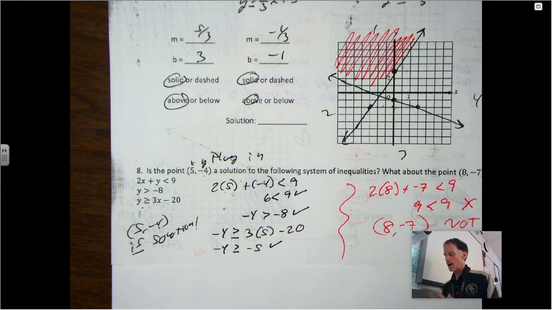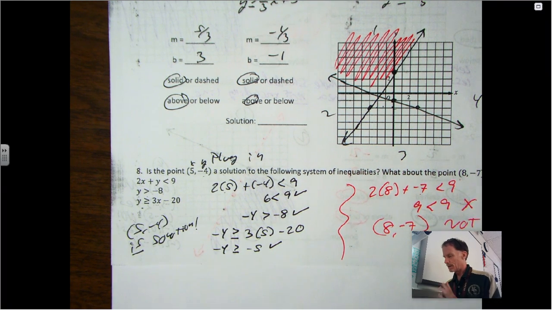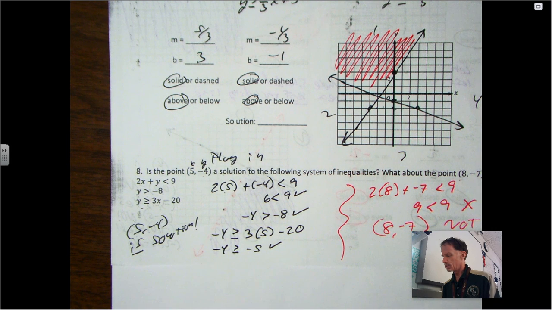Okay, so that's a review of some Algebra 1 stuff and getting into kind of what the Algebra 2 side of that looks like in inequality systems.